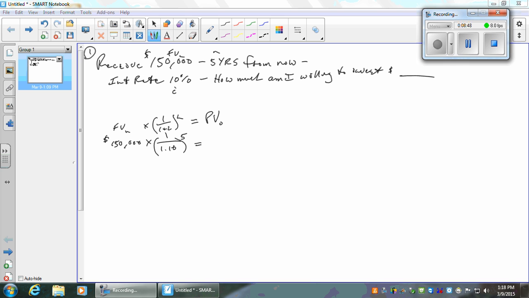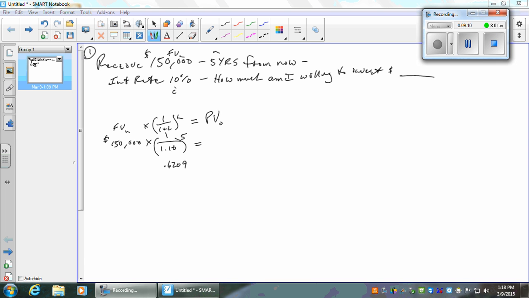You can use these tables, like we said. So what is that factor anyway? 1 over 1.10 raised to the fifth, either from the table or from your calculator. 0.62. $1 received 5 periods from now, discounted 10%, is worth 62 cents right now.